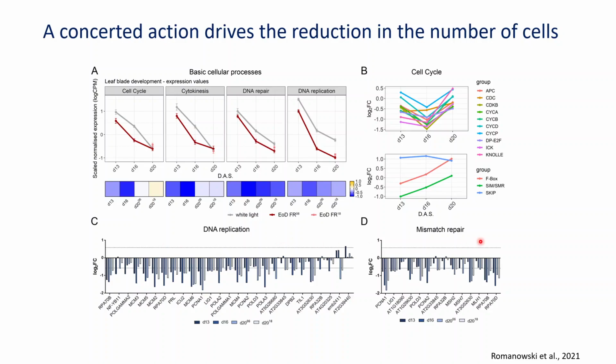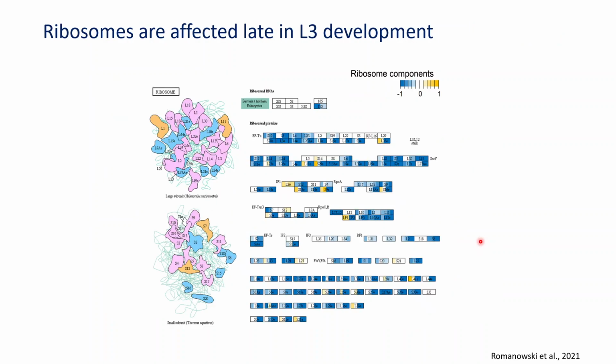In addition to these processes, we also found some surprises. For example, we discovered that later in development, the end-of-day FR treatment in plants affects translation processes and ribosome biogenesis. So this will lead to novel avenues of research involving light signaling and translation.